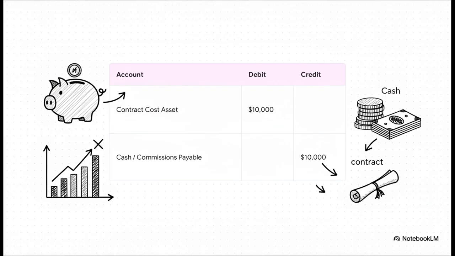So here's what that looks like in practice. Instead of debiting an expense account, which would immediately tank your profit, you debit a brand new asset account on your balance sheet. You might call it contract cost asset or maybe deferred commissions. The other side of the entry is just a credit to cash or commissions payable. Just like that, you've turned an upfront cost into an asset that you'll expense over time.